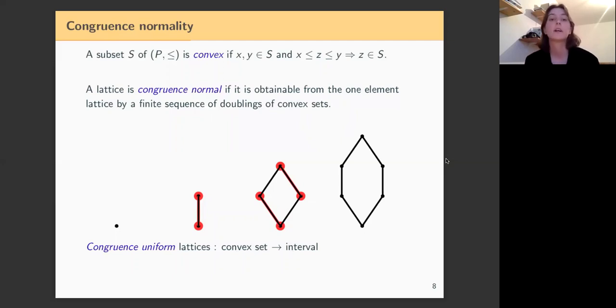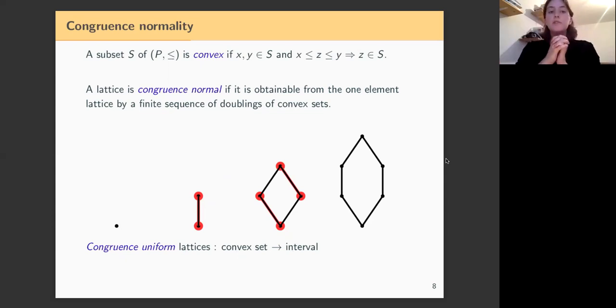And a lattice is congruence normal if it's obtainable from the 1 element lattice by a finite sequence of something called doublings of convex sets. So let me describe what that is. Here we have a picture of a sequence of doublings from a 1 element lattice to the hexagonal lattice that we just saw.